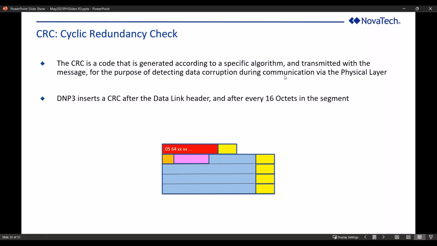I don't technically know how it does it or what the algorithm looks like. I'm pretty sure it's very complex, but its main job is to detect data corruption. If data corruption is detected, DNP3's server will resend that data packet again.